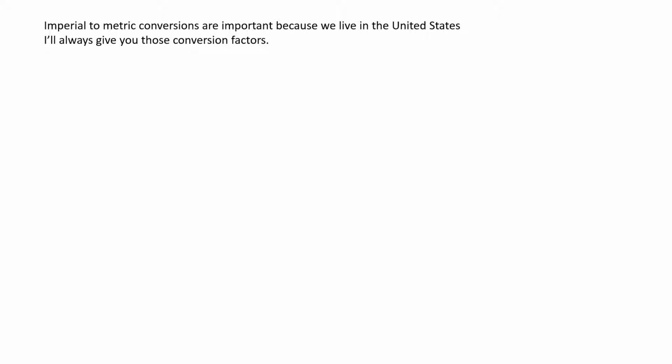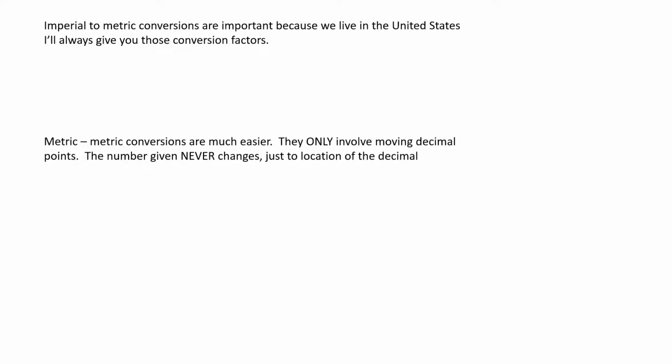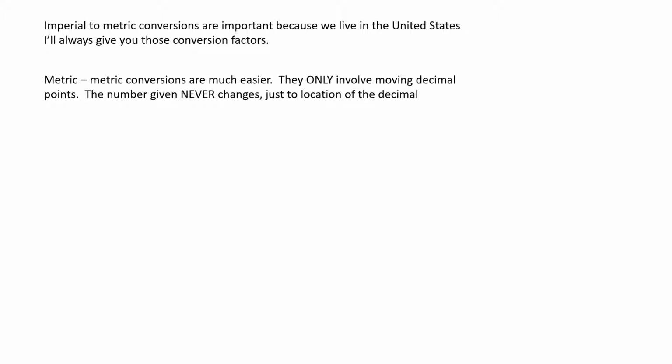Now, imperial to metric conversions are important because we live in the United States. I will always give you those conversion factors. Metric to metric conversions are much easier. They only involve moving decimal points. The number never changes, just the location of the decimal place. So you need to know if you need to move the decimal place left or right. I'll expect you to know and memorize the metric prefixes and to do the conversions directly.